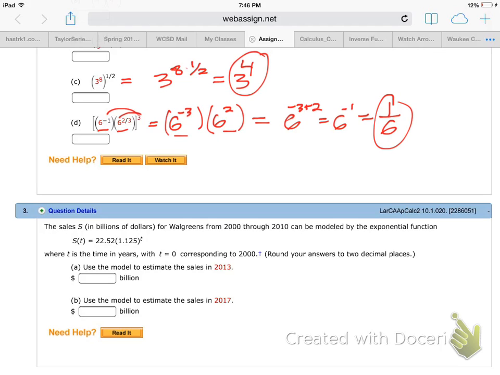Okay, and then down below, here we're talking about sales in billions. The way this works is we're saying t equals 0 would be 2000. So to estimate 2013, that'd be t equals 13. You literally just substitute that in here and very carefully calculate that value. So these are exponential functions. It's just putting the time in the appropriate place. t equals 17, and so on. I think you get the idea.